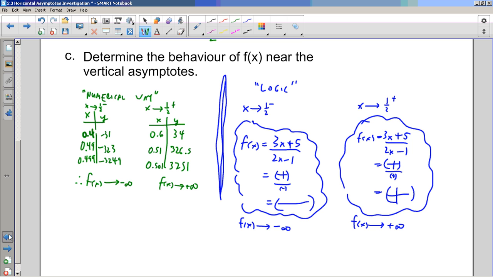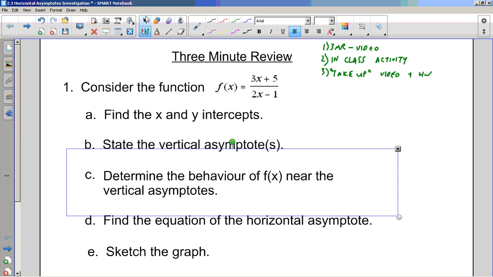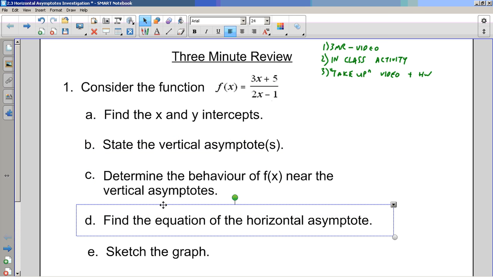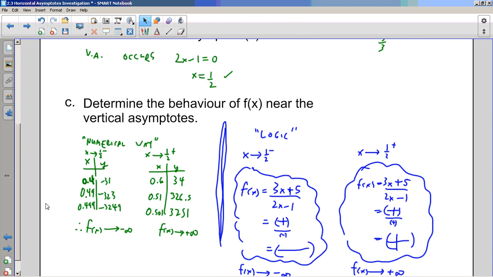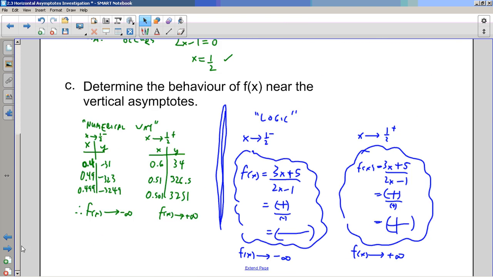All right, what's D? Find the equation of the horizontal asymptote. Now this is actually what today's lesson is all about. Now the way we did it last day was kind of a pain. It was actually kind of this numerical way, right?